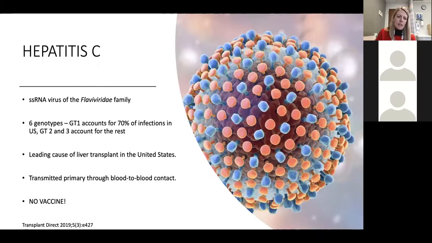Hep C is still the leading cause of liver transplantation in the United States, although some folks project that NASH, or non-alcoholic steatohepatitis, will overtake Hep C in the coming years. And it is transmitted primarily through blood-to-blood contact, and as you know, there's no vaccine.